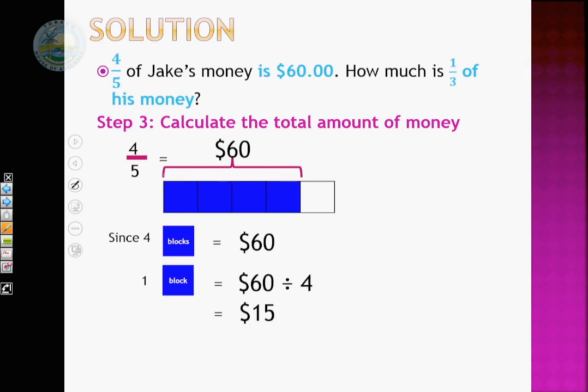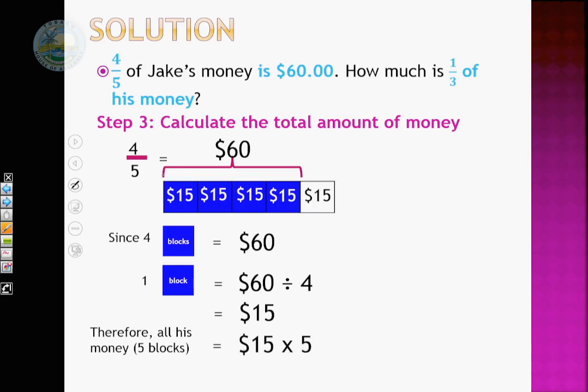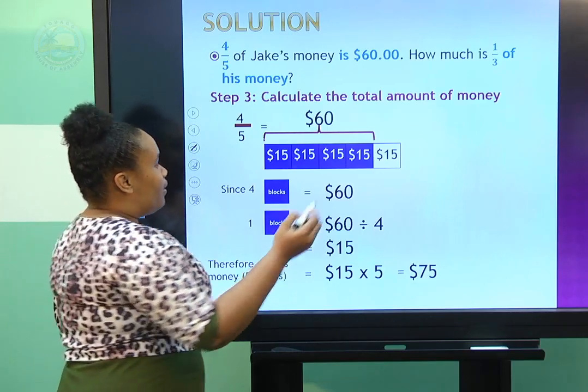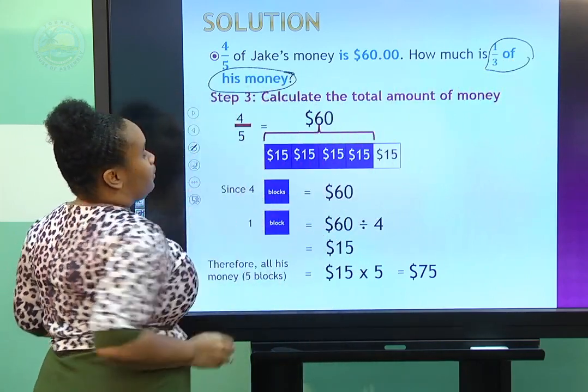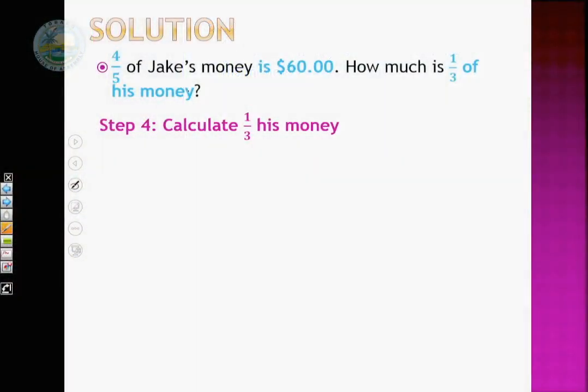So now we must find the entire bar, or the entire amount of his money, the total amount of his money. So to find that, we have 15 plus 15 plus 15 plus 15 and 15, or we could multiply 15 5 times to get $75. Now, is that the end of the question? No, remember, we have to find a third of his money. So our next step will be to calculate a third of his money.